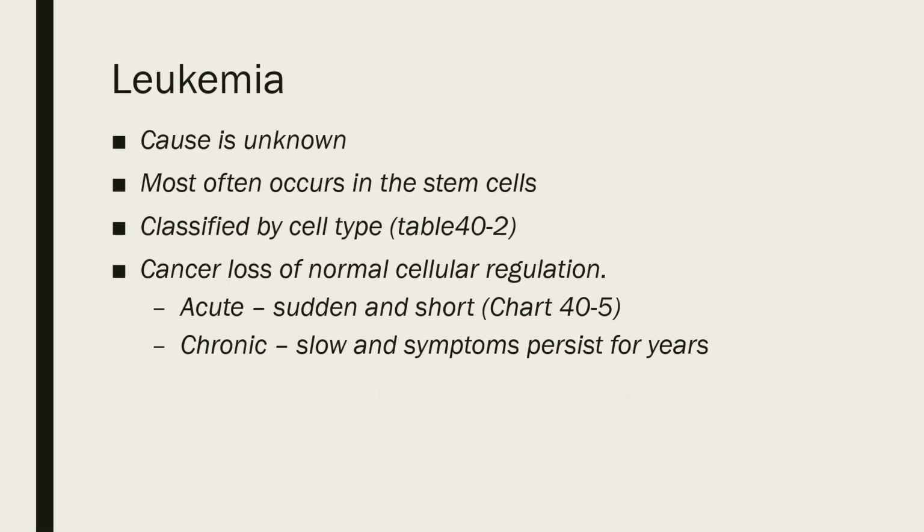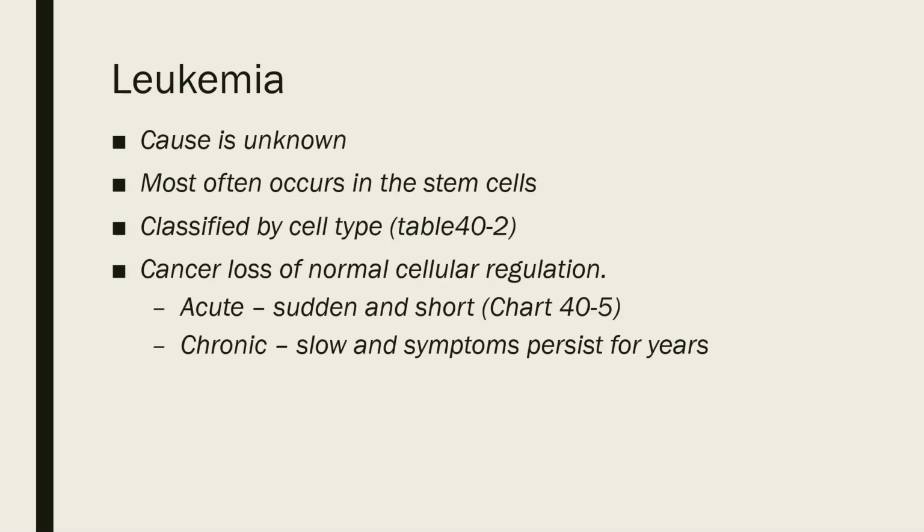All right, now we're looking at leukemia. The cause is unknown. Most often it occurs in stem cells, causing excessive growth of a specific immature leukocyte. Cancer is a loss of normal cellular regulation leading to uncontrolled production of immature white blood cells. So bone marrow becomes overcrowded with these immature, non-functioning cells, and the production of normal cells is decreased. Now, hear me out.